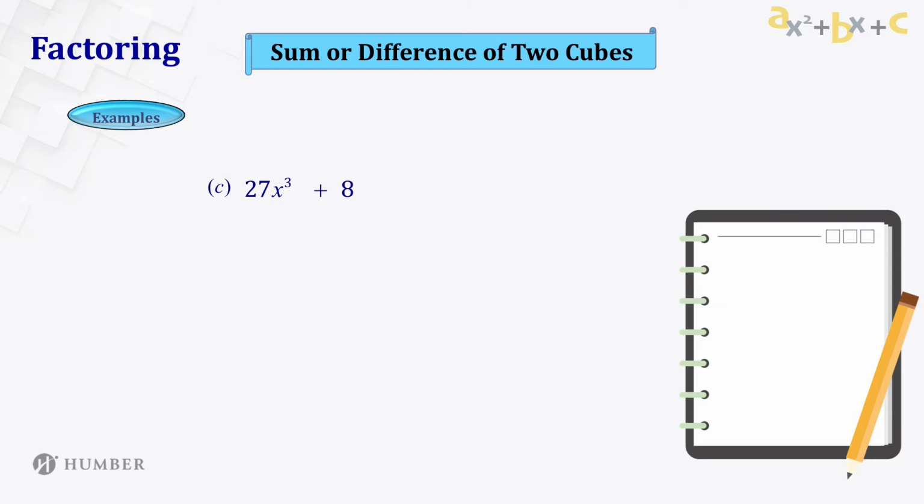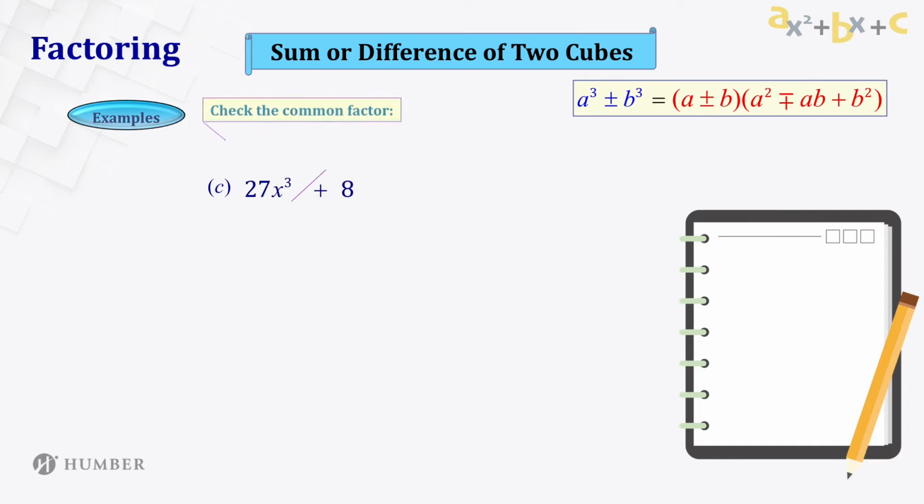Let's move on to another type of identities, which is called sum or difference of two cubes. Again, we need to check for common factors first, which we do not see any in this question.